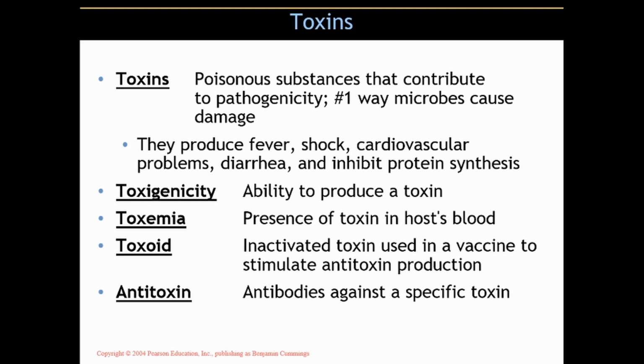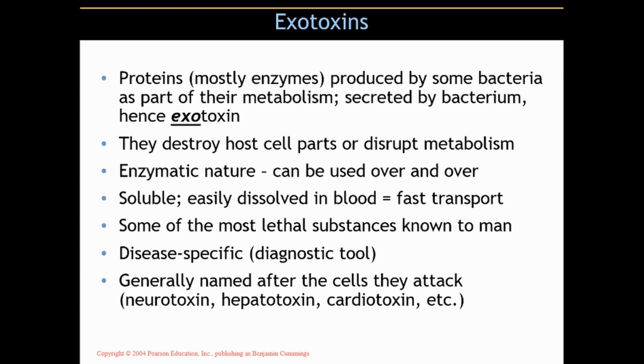And an antitoxin, like I said, those are the antibodies against a toxin. So we'll look at exotoxins first. There are two general categories of them, exotoxins and endotoxins. Exotoxins are proteins, and most of them are enzymes, and they're produced by some bacteria as part of their metabolism. They secrete them. So this is coming out of the bacterial cell, hence exotoxin. It's leaving, it's exiting, and that's what the prefix exo means. It's coming out of. They destroy host cell parts, or they disrupt the metabolism within the cell.